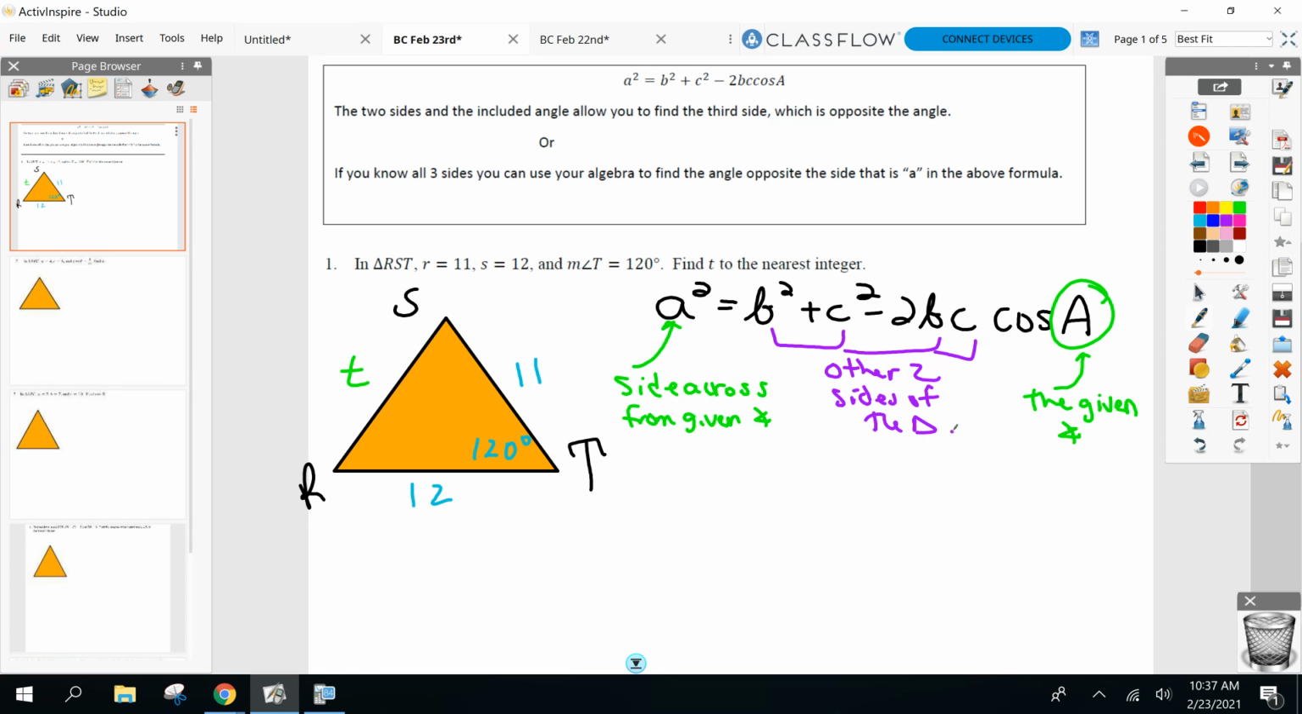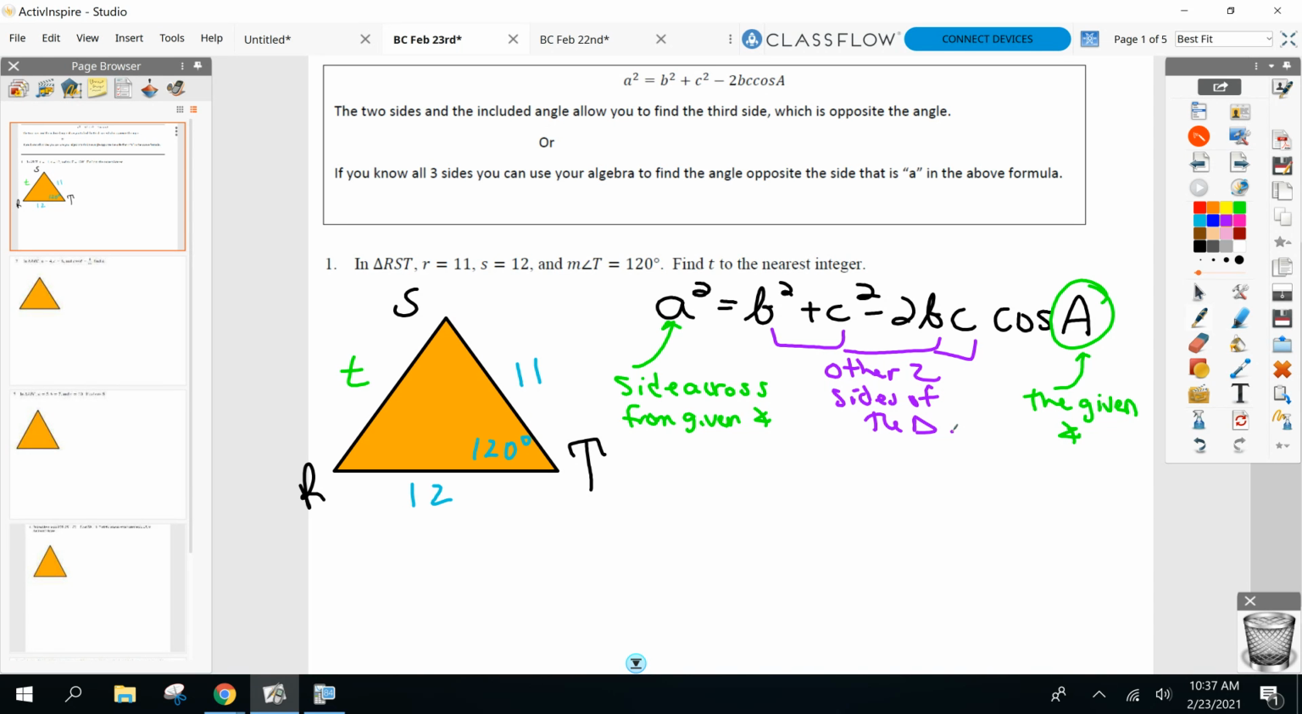The other two sides of the triangle are your B and C values. So there is what's called the law of cosines. And I know the question will come up sooner or later today: no, I will not give it to you on the test. I will not give you the law of sines, and I will not give you the law of cosines. If you want to use it, you're responsible for it.